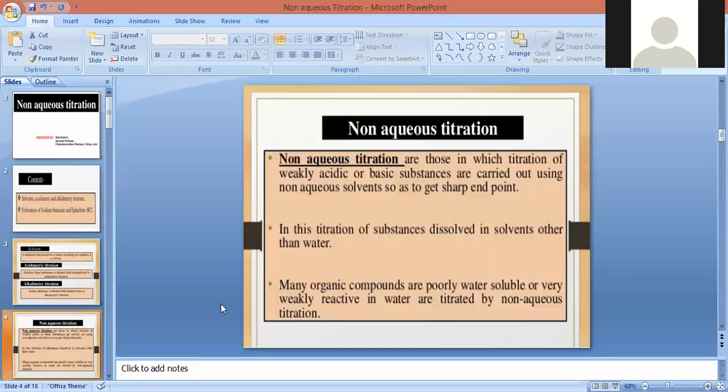So in this titration, substances are dissolved in solvents other than water. Many organic compounds are poorly water soluble or very weakly reactive in water, and they are titrated with the help of non-aqueous titration. So what is the main purpose of non-aqueous titration? It will improve the solubility of weaker substances or many organic substances with the help of non-aqueous solvent or organic solvent.